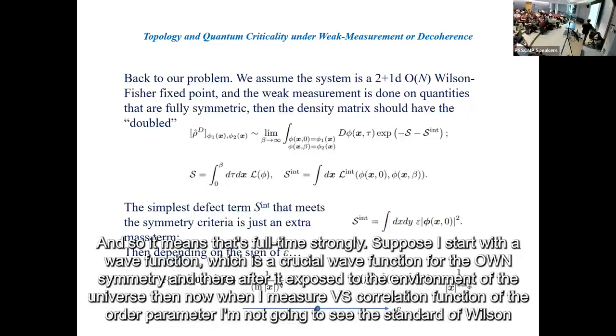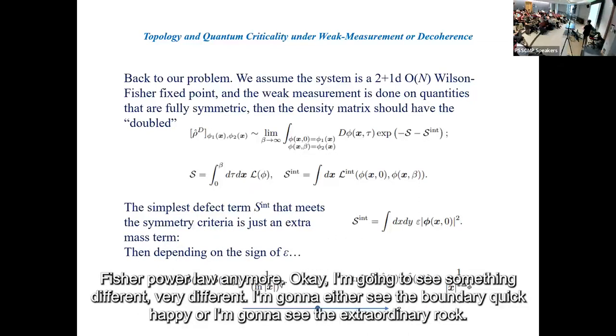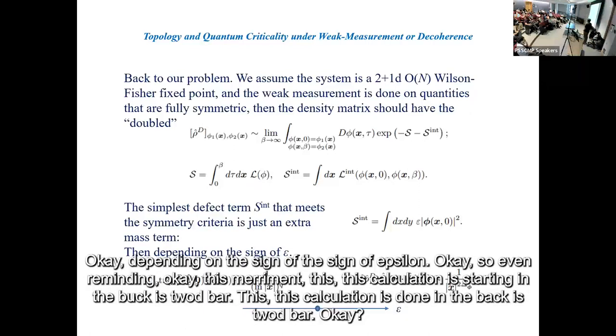So suppose I start with the Wilson Fisher wave function for the O(n) symmetry, and after it is exposed to the environment a little bit, when I measure the correlation function of the order parameter, I'm not going to see the standard Wilson Fisher power law anymore. I'm going to see something very different. I'm going to see either the boundary criticality or the extraordinary log, depending on the sign of epsilon. Let me remind you, this calculation is done in the 2D bulk.